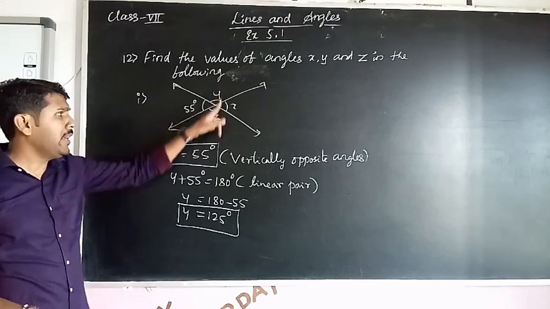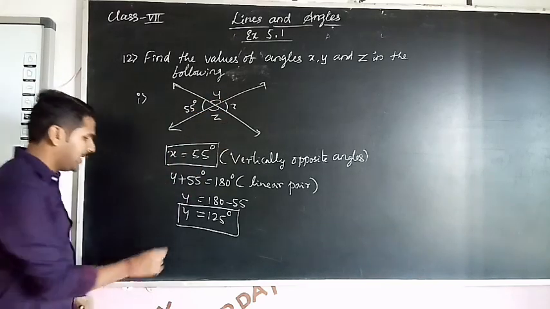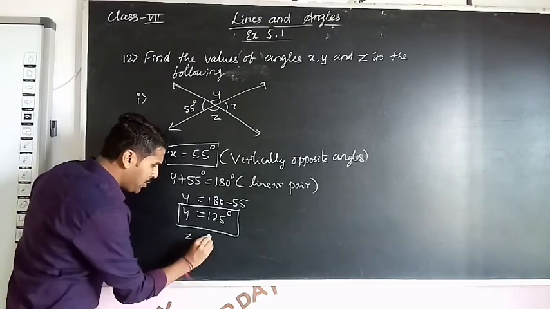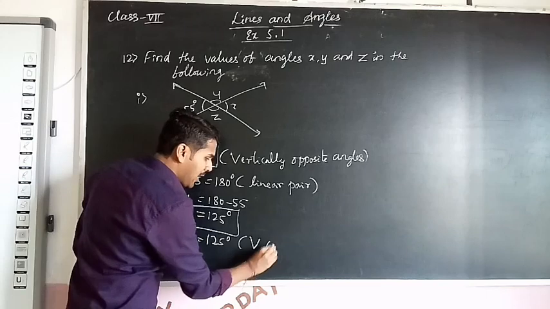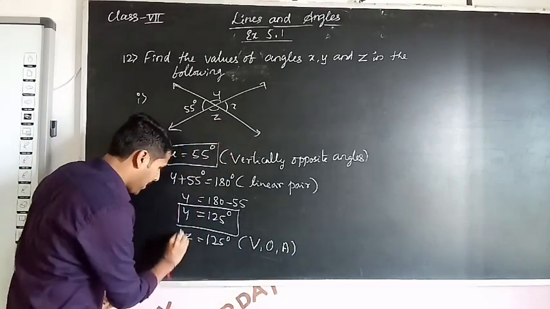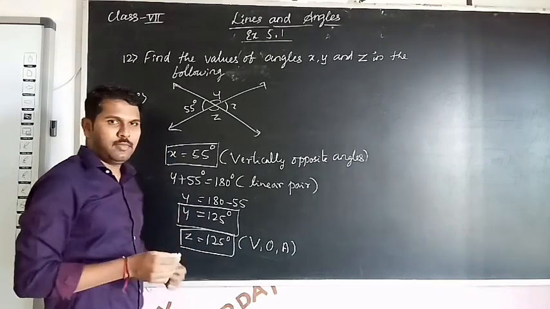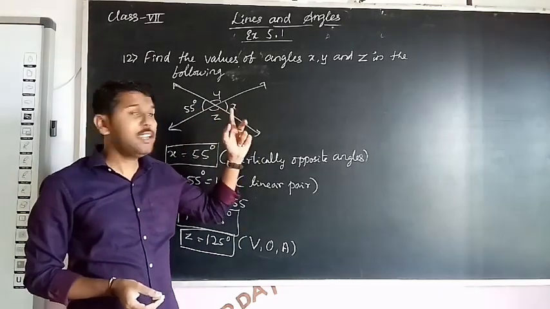And here y and z are vertically opposite angles. That means z equals 125 degrees. Why? Because they are vertically opposite angles. Write it down completely. You can know this one: if you know the meaning of vertically opposite angles, you get the answer.